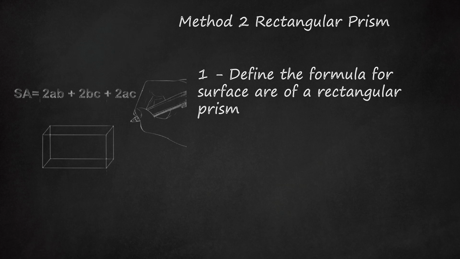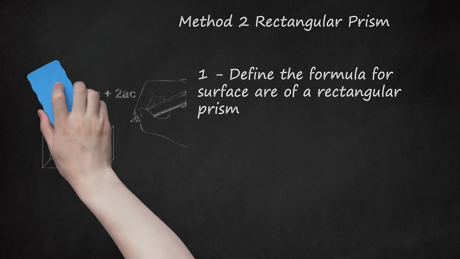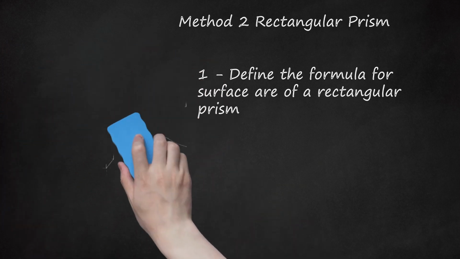SA = 2AB + 2BC + 2AC. For this formula, A equals the width of the prism, B equals the height, and C equals the length. Breaking down the formula, you can see that you are simply adding up all of the areas of each face of the object. The units of surface area will be some unit of length squared: in², cm², m², etc.